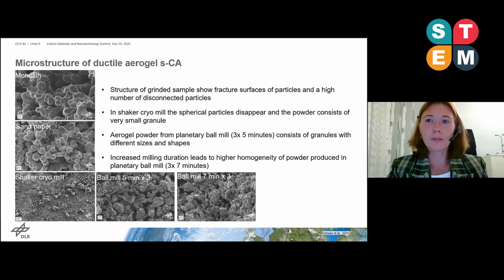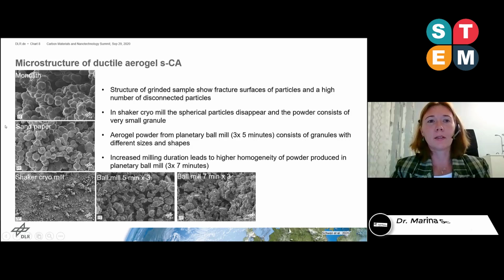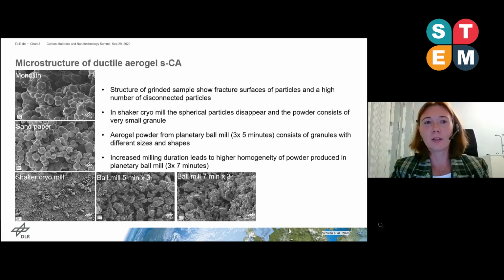The stiff carbon aerogel, here we see the structure is quite different compared to the PCA. So the particles are quite large. And after grinding with the sandpaper, we see that we didn't change the structure. We just can see some broken particles or the connection between the particles. And then in the shaker cryomill, we see also inhomogeneous particle sizes.